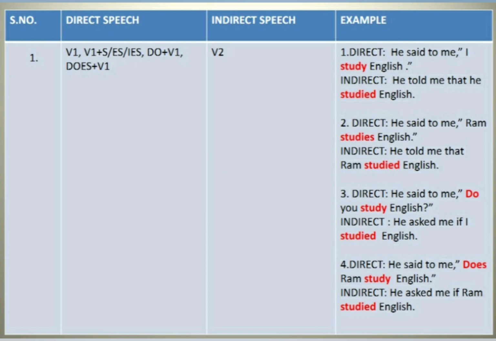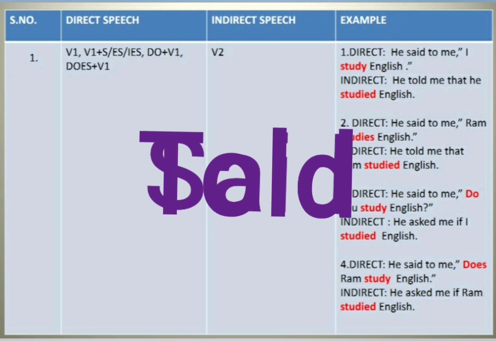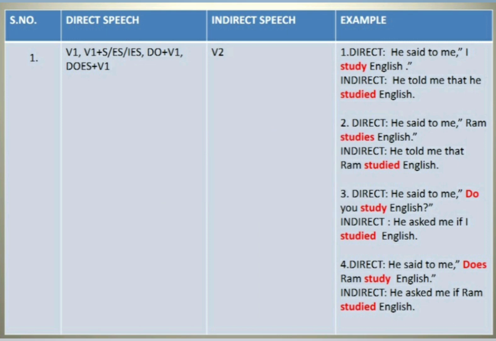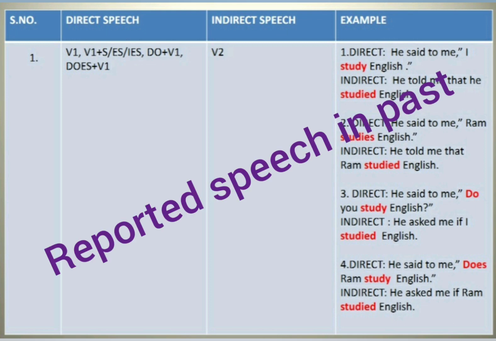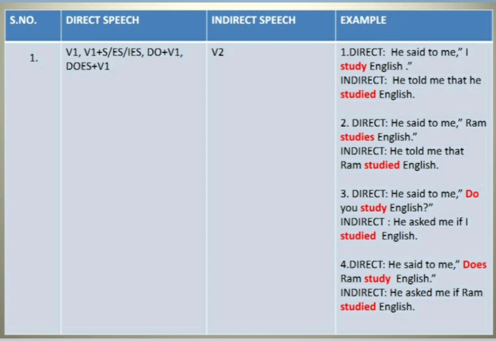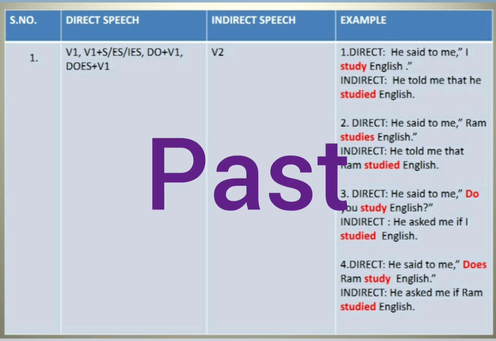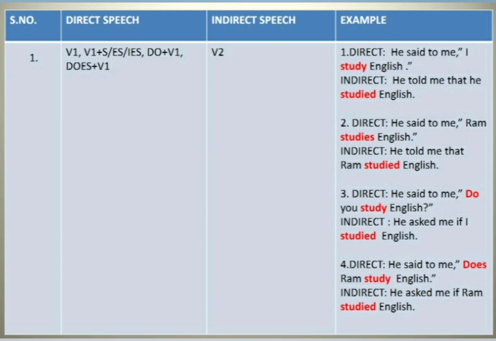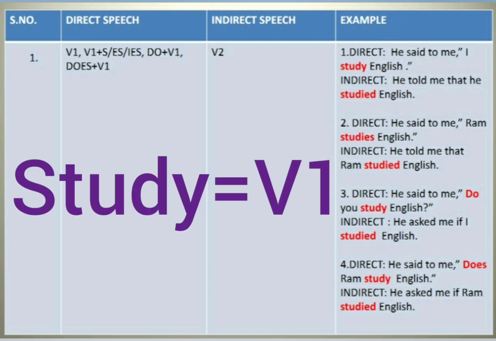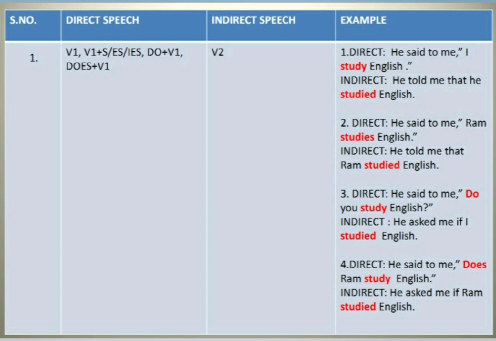Let's understand it with the help of this example. In the first example, direct speech is, he said to me, I study English. So you see that here reporting verb said is in past tense, which is converted into told when we convert from direct to indirect speech. And this is the reason that the reported speech is converted into past tense. Dear students, always remember that if your reporting verb is in past tense, the tense of reported speech will also be in past tense, excepting some rules. So, in direct speech, study is V1. When we convert it into indirect speech, it becomes studied.